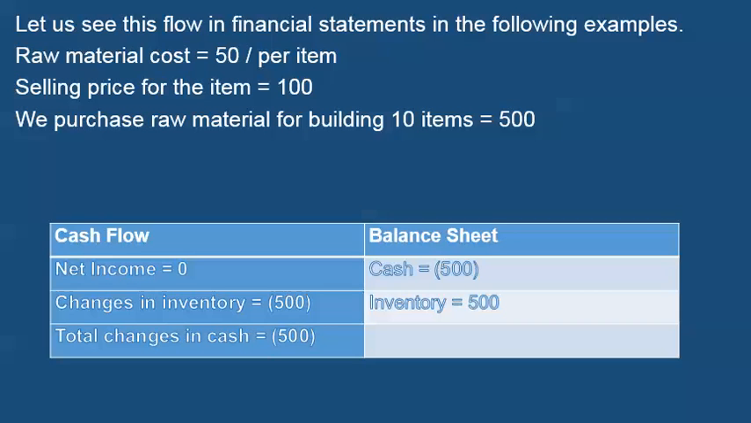Let us see this flow in the financial statements in the following example. Let's say we have raw materials and the cost is 50 per item. Let's say the selling price for an item is 100. We purchase raw material for building 10 items, which equals 500. Our cash flow would look like: net income is 0 because we haven't sold anything yet. Changes in inventory is 500. Total changes in cash is 500. So our balance sheet would look like a negative balance in cash and a positive balance in inventory.